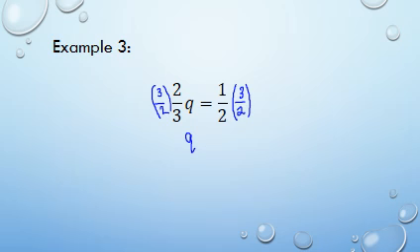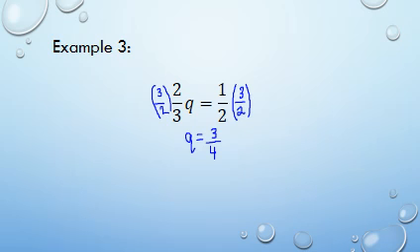Now you can put that there if you want to, but it's not necessary. And you normally would not see a 1 coefficient. So we are left with q. And then on the right side, we're just going to multiply straight across. And 1 times 3 gives us 3. And 2 times 2 gives us 4.